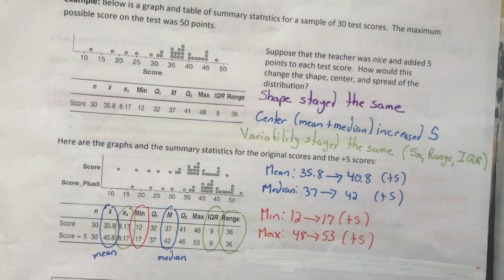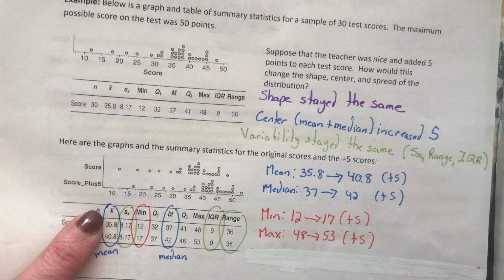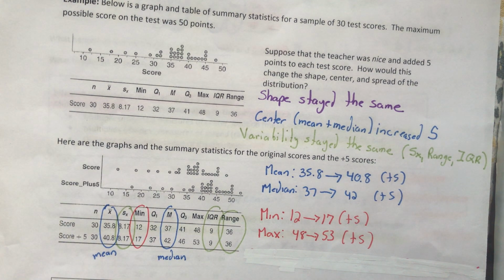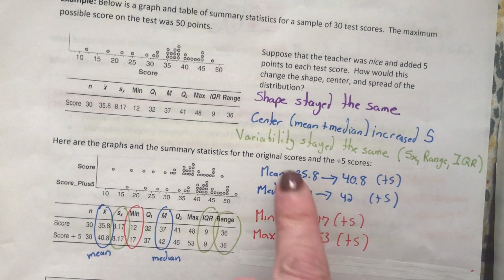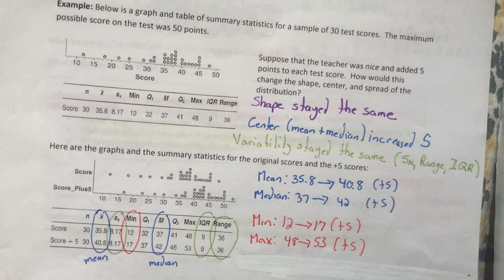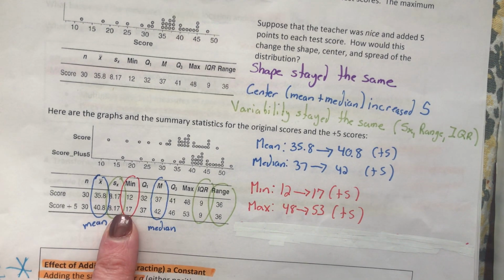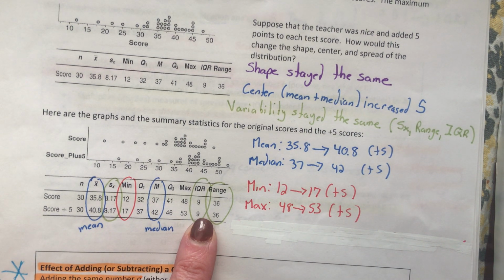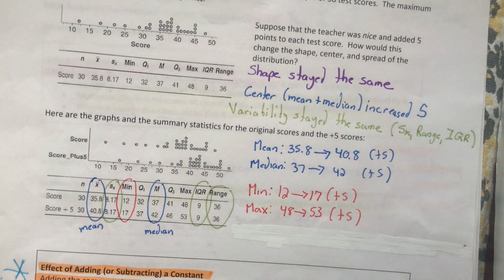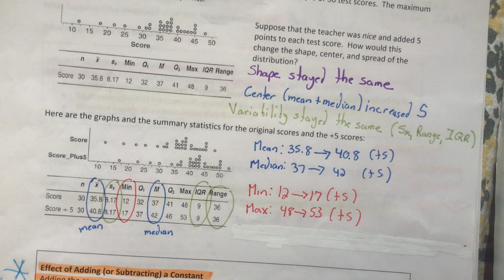How about the center? Well, when we take a look at the mean and the median, we can see that they both increased by 5. So adding 5 points to the original data value will increase the measures of center, the mean and median, by 5. When taking a look at variability, we can talk about standard deviation, IQR, and range. As we take a look at our measures of spread or variability, we see that none of them changed when we added the 5 points to the test scores. So variability will stay the same.